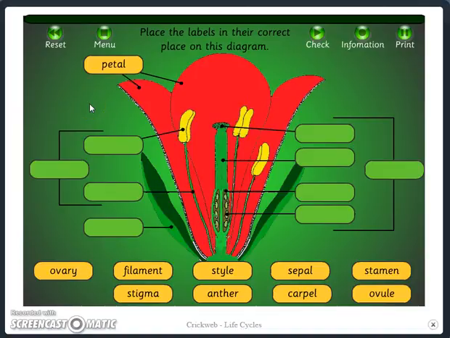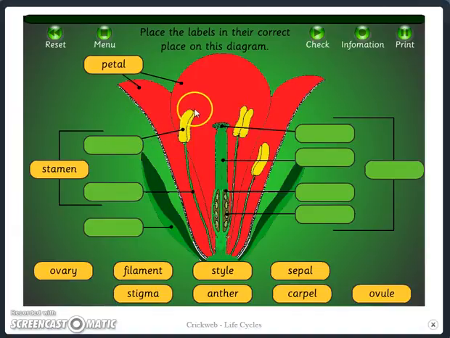Moving right along here, I think we should take a look at the male parts of the flower. And the male parts of the flower are known as the stamen. A trick to remember the name of the male parts is called stamen is it has the word men right in the word.